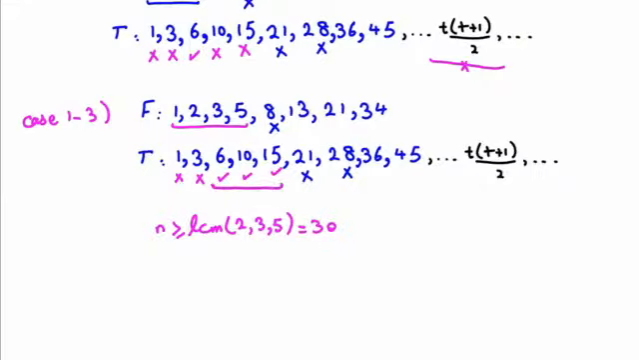Now, it seems that 30 is a good number. Why? Because if you write the divisors of 30, they are 1, 2, 3, 5, 6, 10, 15, 30. We shouldn't select 30 because the problem says so.